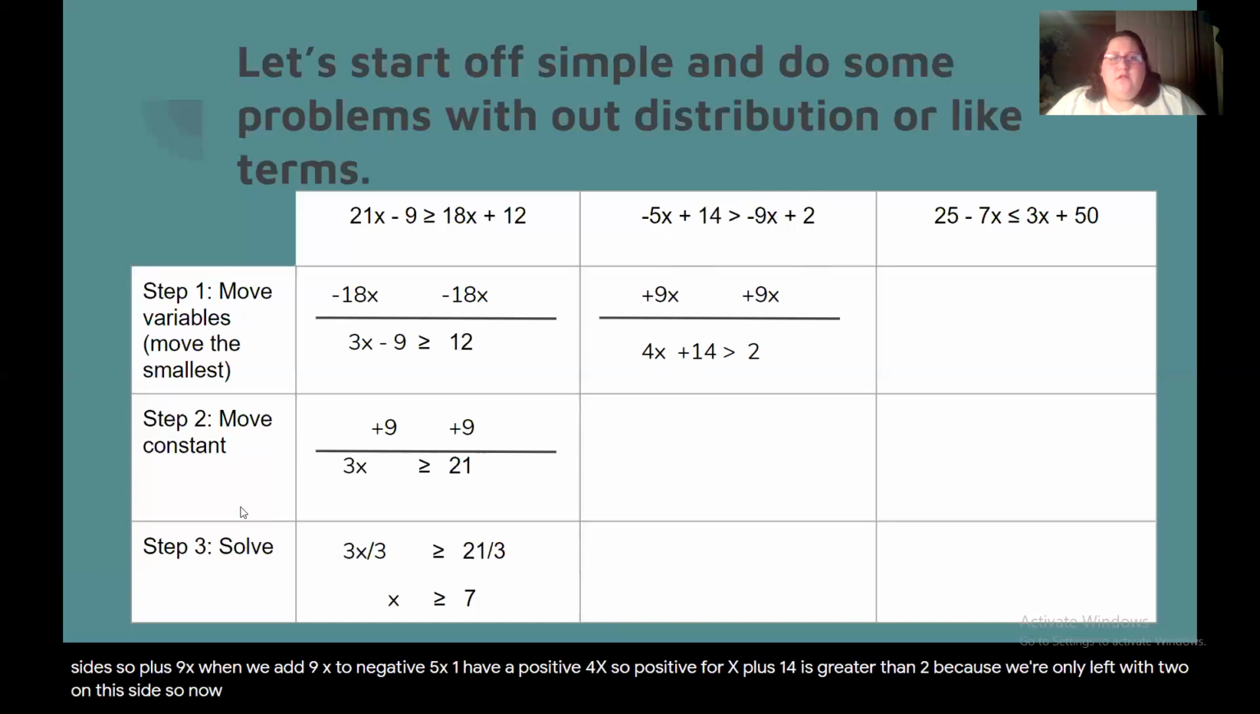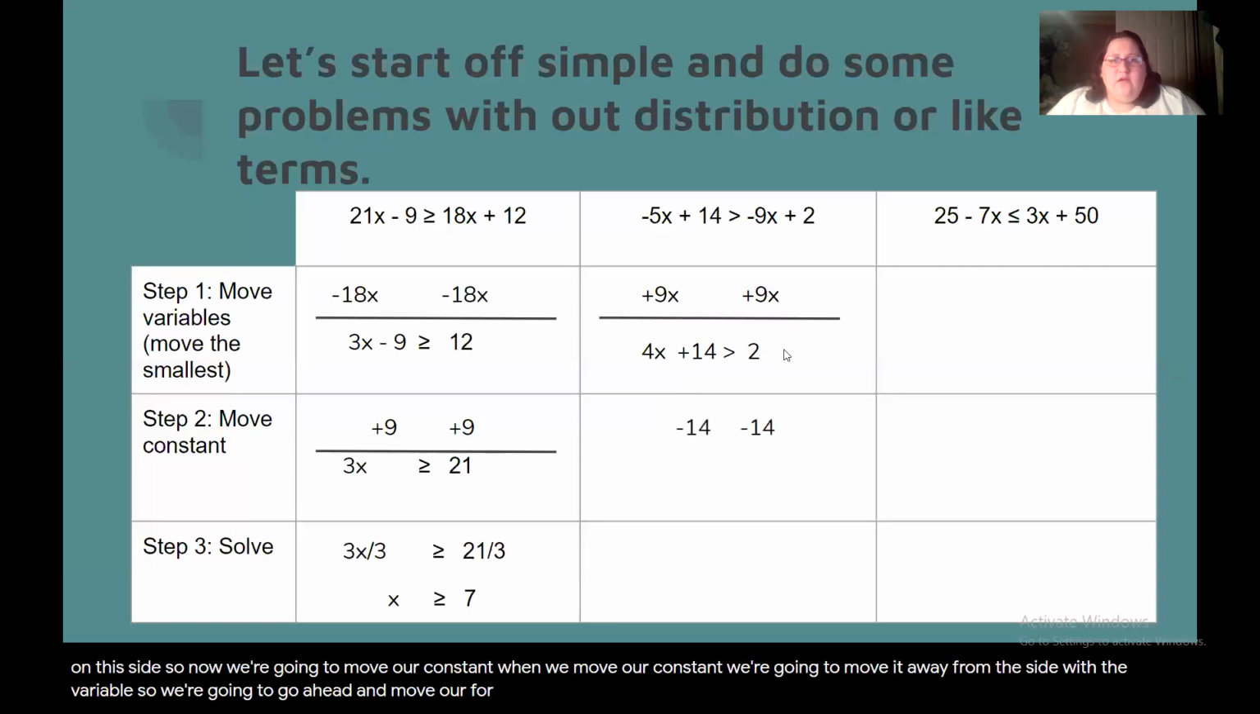So now we're going to move our constant. When we move our constant, we're going to move it away from the side with the variable. So we're going to go ahead and move our 14 over here. So we have to subtract 14 from both sides.